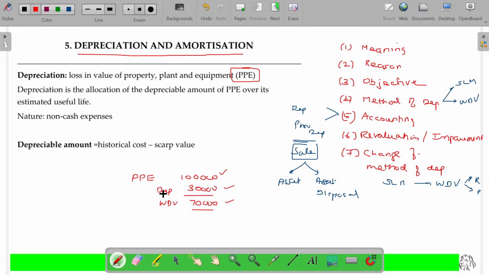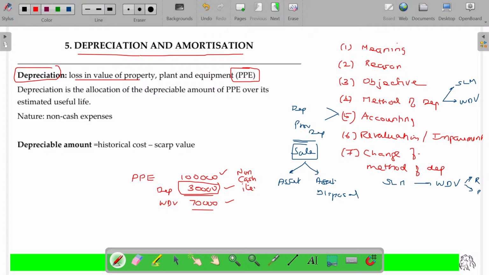So depreciation is nothing but value loss. Is that clear? So depreciation: loss in value of the property, plant, equipment is called depreciation. Clear? And this depreciation is like a loss or expense, but involves no cash outflow. No cash outflow. So that's why it is called a non-cash item.